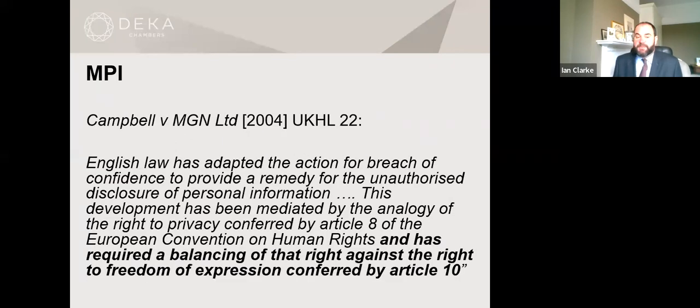And out of this comes this idea of the misuse of private information as a standalone tort. And you see the quotation from Campbell from 2004. English law has adapted the action for breach of confidence to provide a remedy for the unauthorized disclosure of personal information. This development has been mediated by the analogy of the right to privacy conferred by Article 8 of the European Convention on Human Rights, and has required a balancing of that right against the right of freedom of expression conferred by Article 10. So that's how we get to MPI.